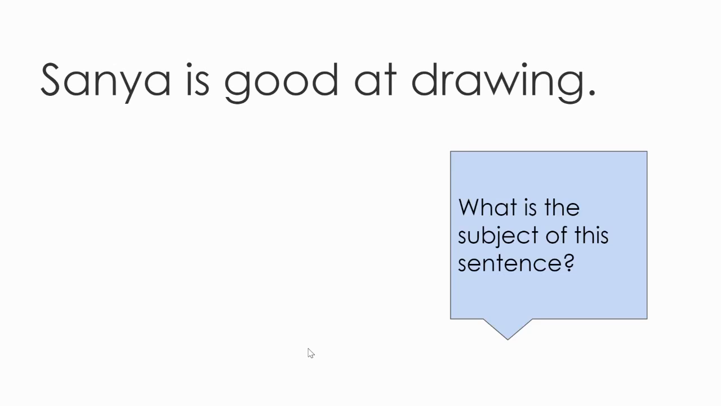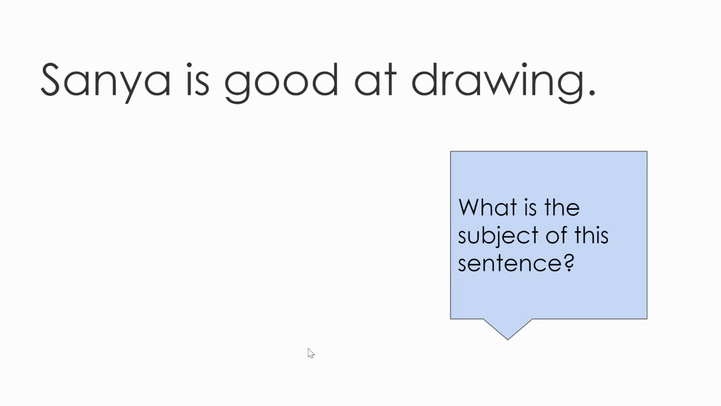To make the lowercase s a capital S on the computer, I will hold down the Shift button and press the S at the same time to make it a capital S. At the end of the sentence, I will include a punctuation mark. And for this sentence, I will include a period because I am not asking a question, so I will not use a question mark. And here you can see our sentence rewritten. Sonia is good at drawing. It now begins with a capital and ends with a period.